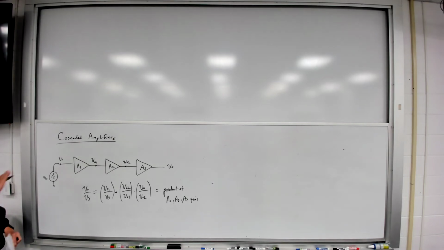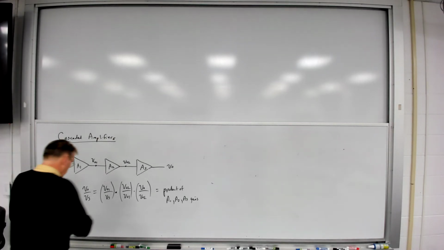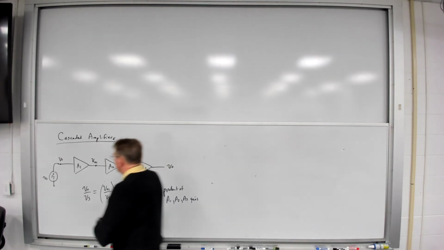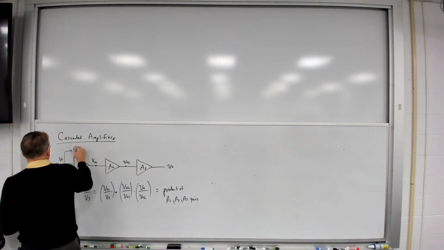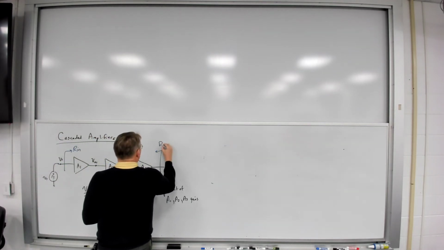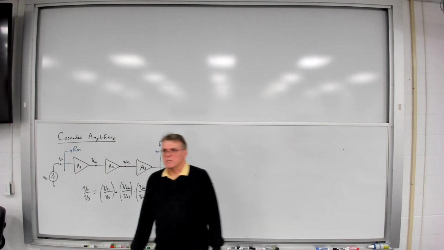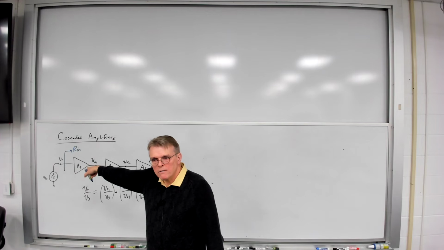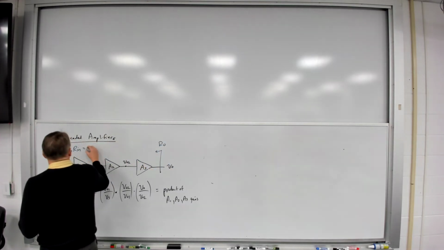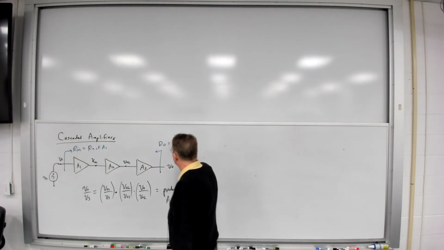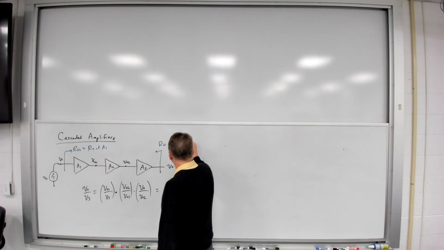Now, when I build this amplifier, let's consider also the input and output resistance of this amplifier. What's the input resistance of this amplifier going to be? Well, clearly, it's going to be the input resistance of A1. What's the output resistance going to be? It's the output resistance of A3.